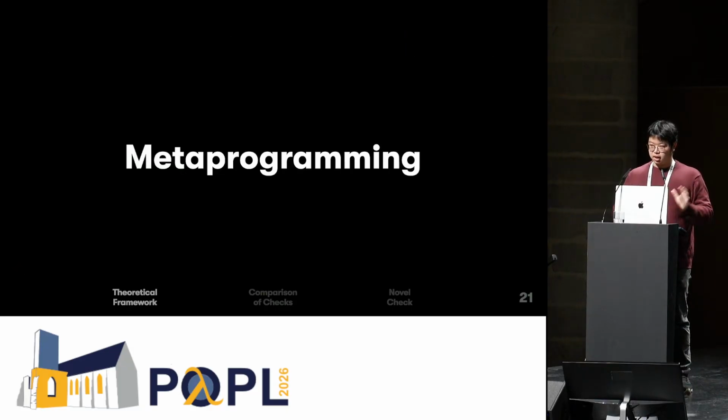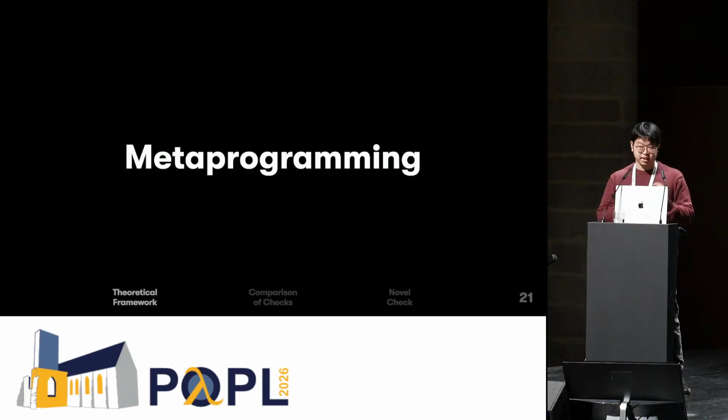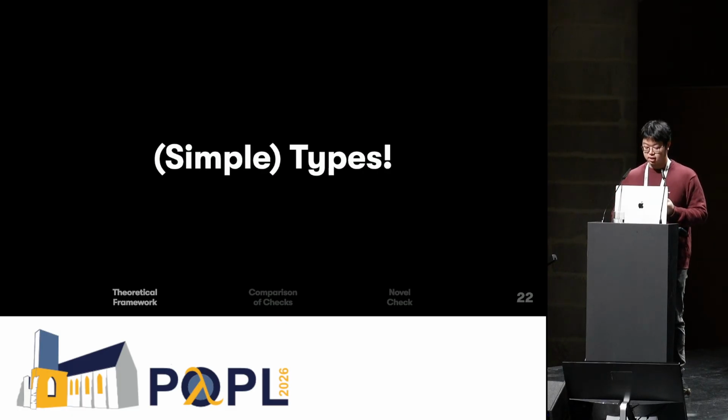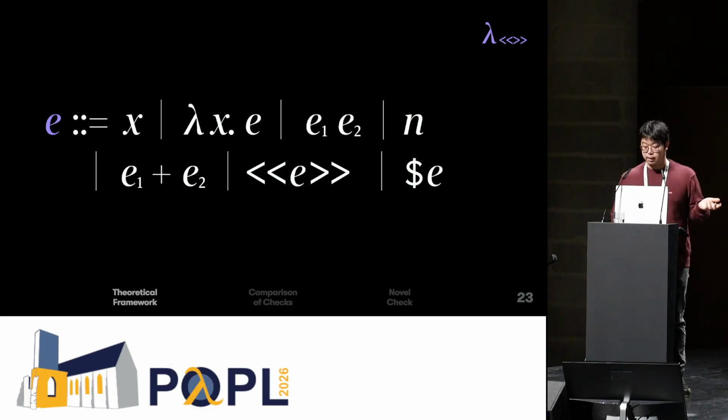So that's our initial model of metaprogramming. But I didn't say that MetaOCaml was about metaprogramming. I said MetaOCaml was about typed metaprogramming. So we need to add types. Let's start by adding types to lambda code.